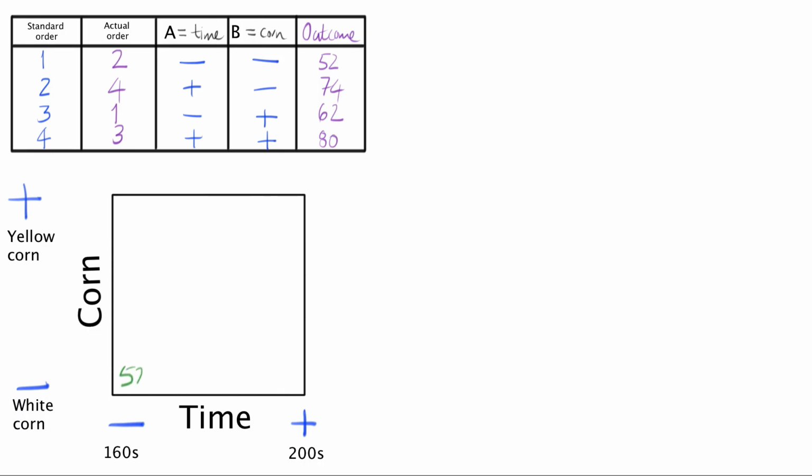The number 52 goes over here in the bottom left. That's the combination with short times and white corn. 74 goes here at the bottom right for those combination settings. Up here we have 62, and our final value at the top right corner is 80 at long cooking times with yellow corn. Start by considering the effect of time.